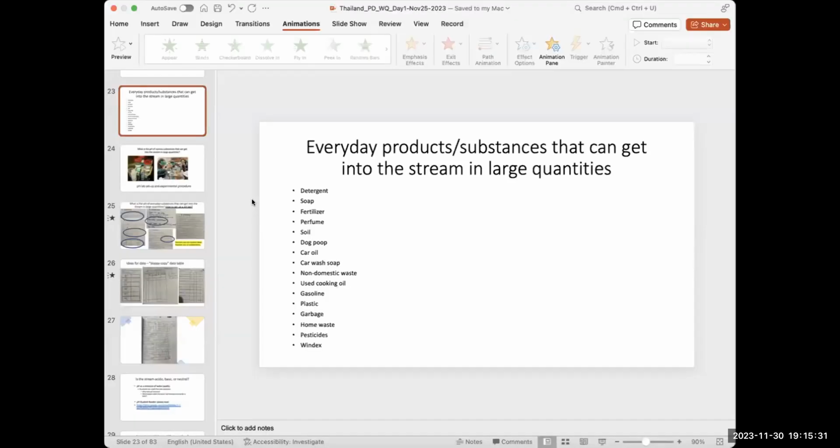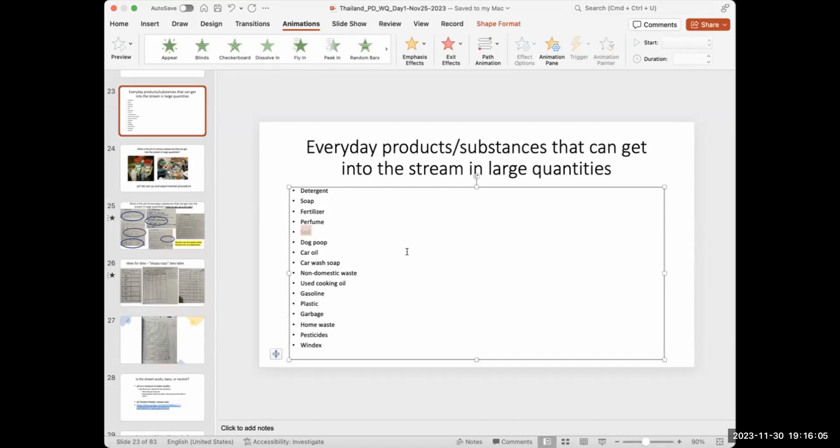Okay. So one thing we said is we have students generate a list of everyday substances used outside that can get into the stream. And this is a list that we came up with here. And in my class, we have similar lists. And we would go through this list and talk about feasibility. For example, fertilizer is something that can get into the stream in large quantities. Perfume, it might get into the stream, but not in large quantities. So we would probably take that off the list.